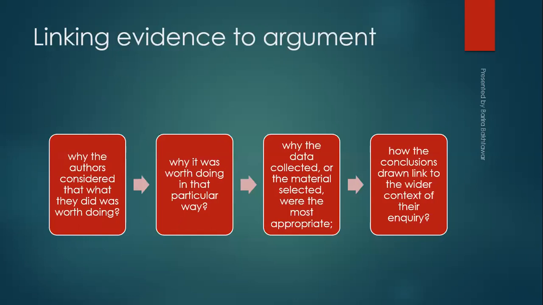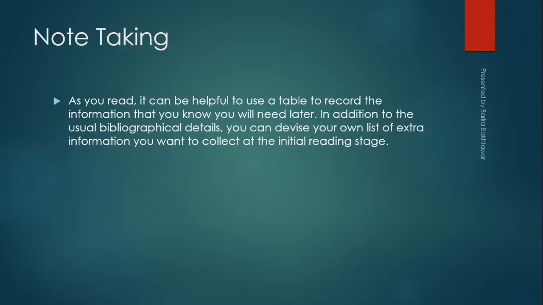Then you have to link the evidence to the argument of the author: why the author considered that what they did was worth doing, why it was worth doing, why the data collected or the material selected were the most appropriate, and how the conclusions drawn link to the wider context of the inquiry. These are all the questions that you have to ask yourself when you're evaluating a research paper or a piece of literature.